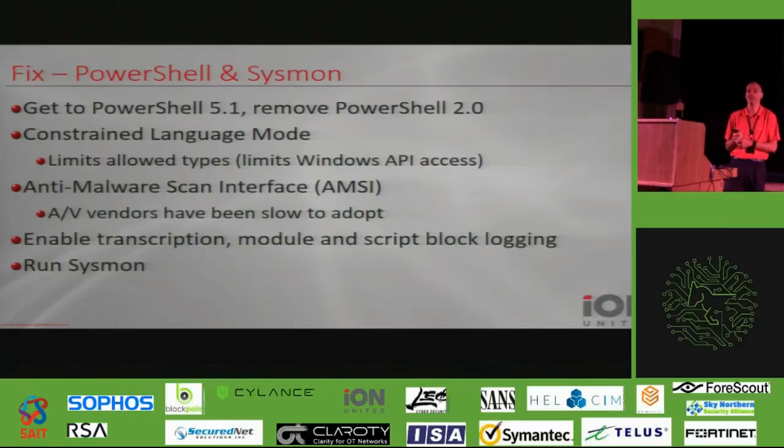Otherwise they don't get to see. They may have other techniques and ways of doing it, but why wouldn't you subscribe to the monster that is Microsoft and get all of the stuff that it's going to feed you, right? Enable transcription module and script block logging for PowerShell. And we'll talk about logging and visibility as the last section here. Run Sysmon. There's been lots of talk about Sysmon. Whatever it is, it doesn't have to be Sysmon, but get endpoint visibility.